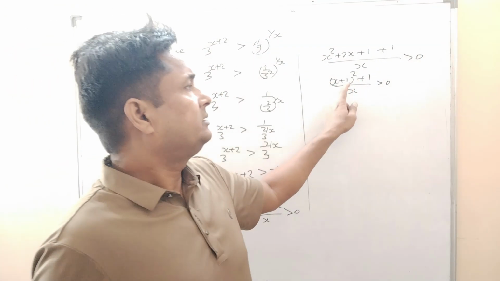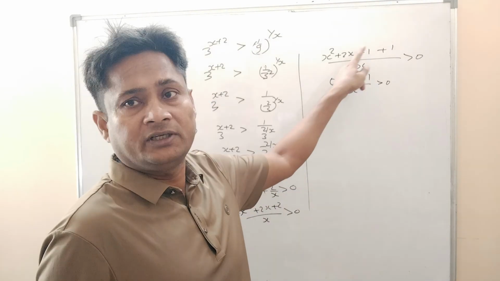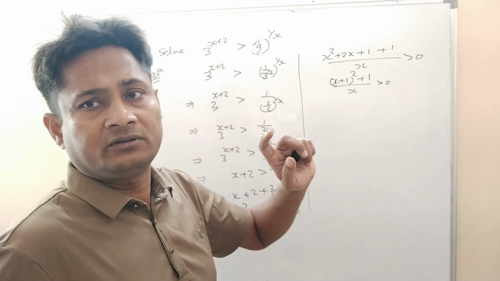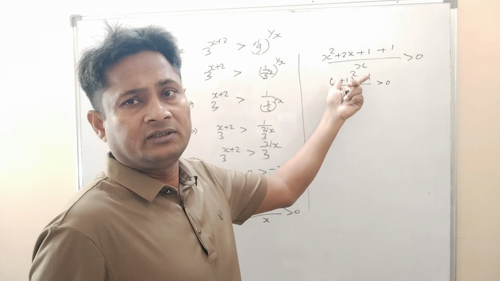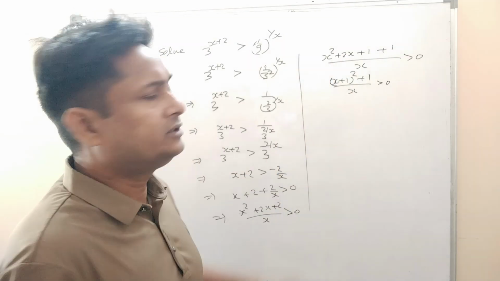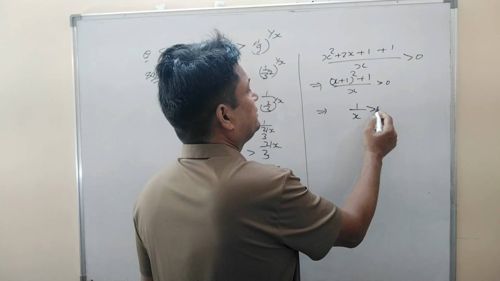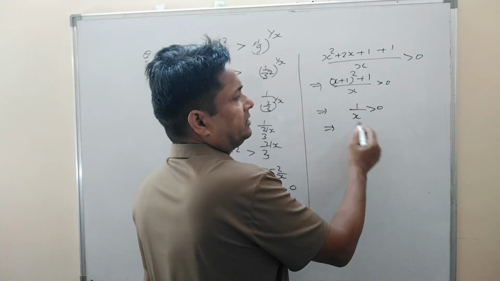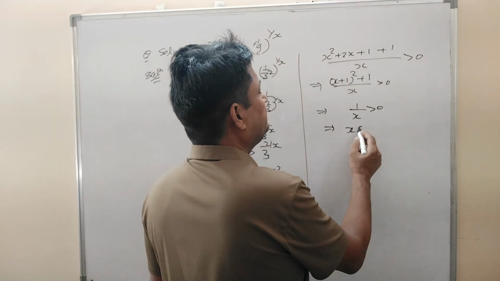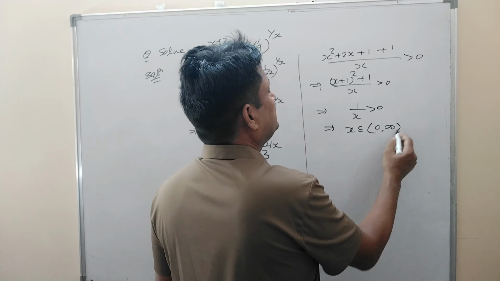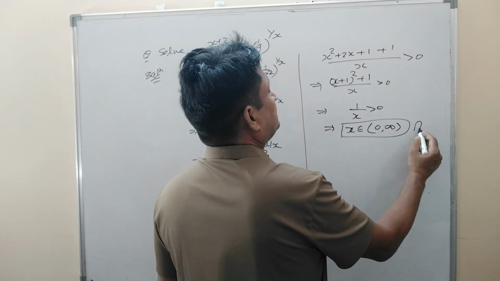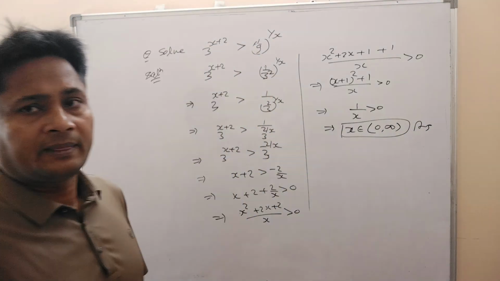The numerator will give imaginary roots, so it will not change sign. So you can reject the numerator, and the answer will be the same as for 1 by x. That means apply here the wavy curve method. So the answer will be x belongs to (0, infinity). This is the answer in this case.